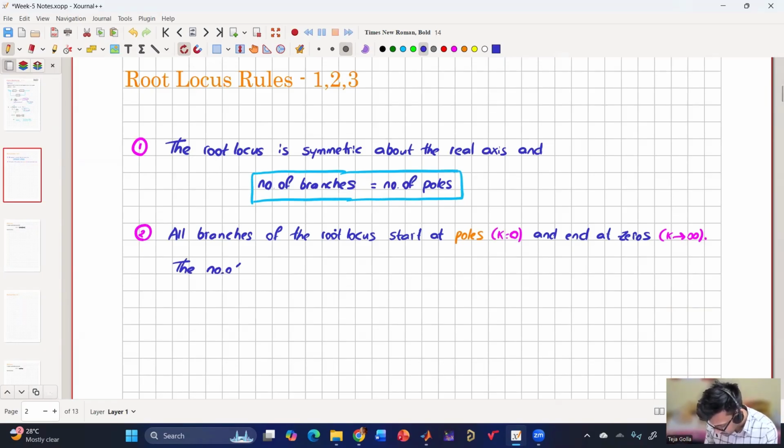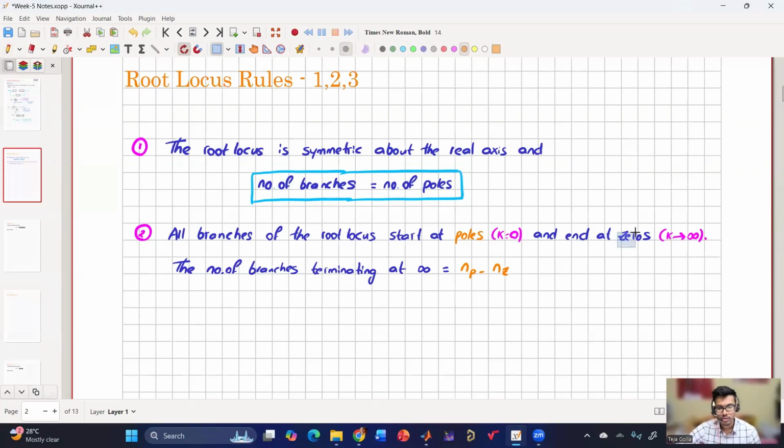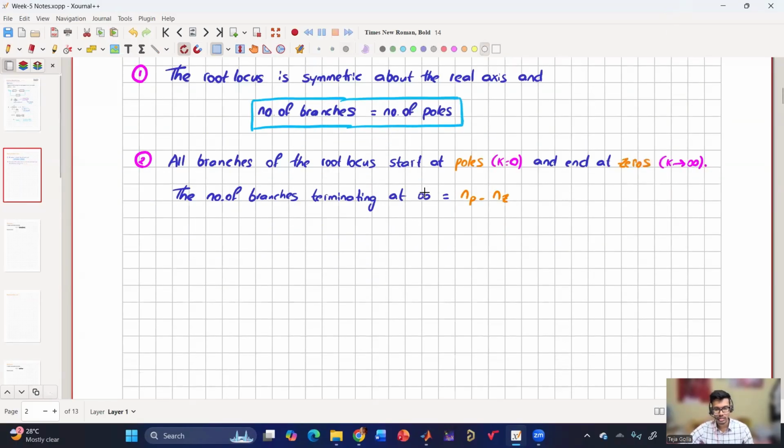So some of these branches will go to infinite. So the number of branches terminating at infinite is equal to number of poles minus number of zeros. Again, if the rules are a little bit vague now, I'll try to explain once we solve the problem, then you'll understand better.